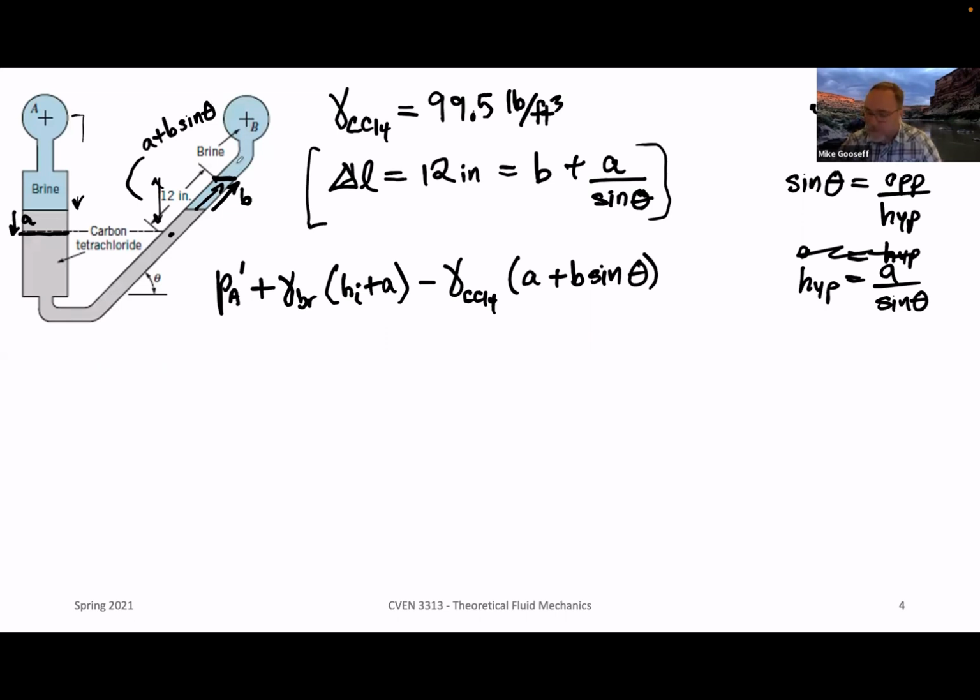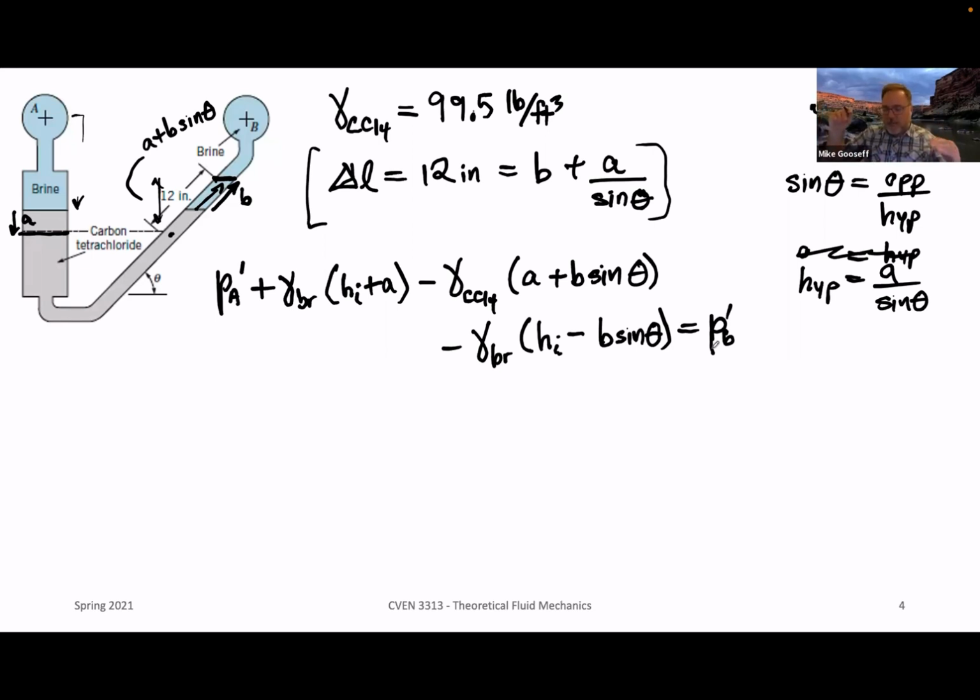So we add that, we subtract that term, and then we also need to subtract whatever is left over to get up to the middle of pipe B here. So now we're going to subtract the brine specific weight, and we started out at H sub I, and we're going to subtract this B sine theta that has changed along the length to give us PB prime.